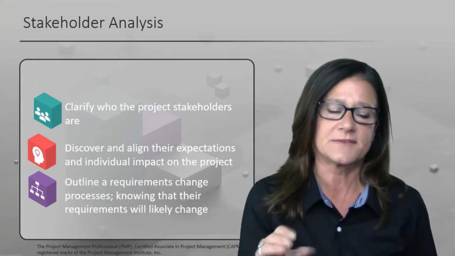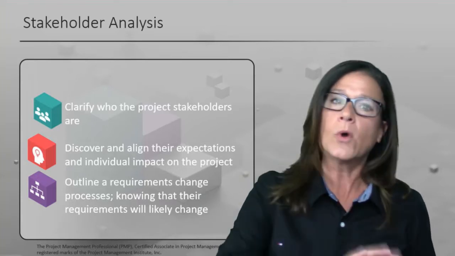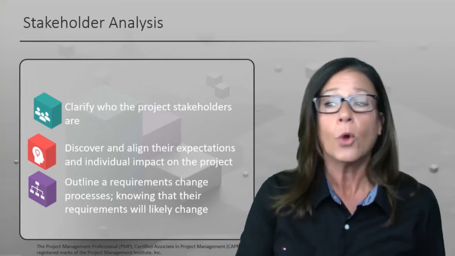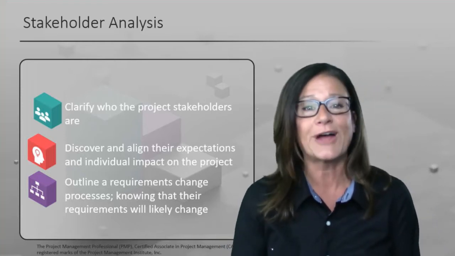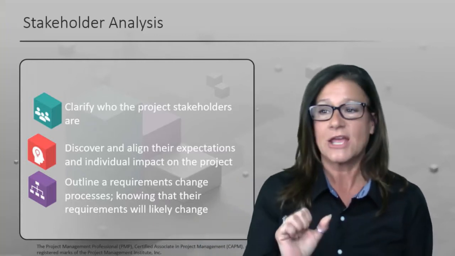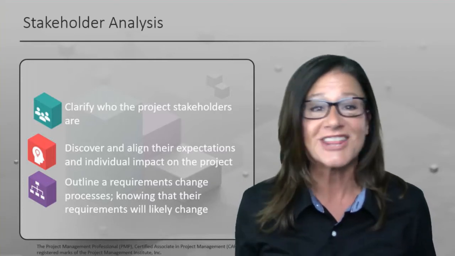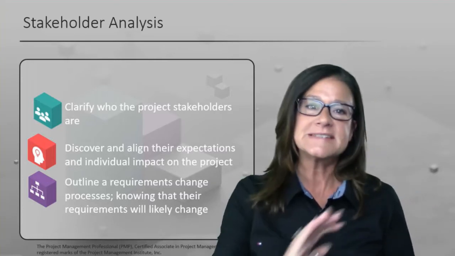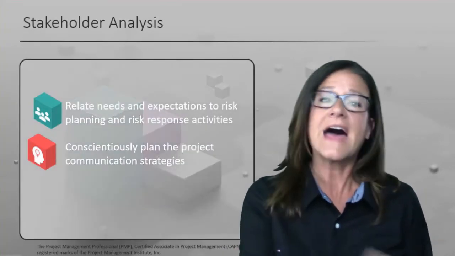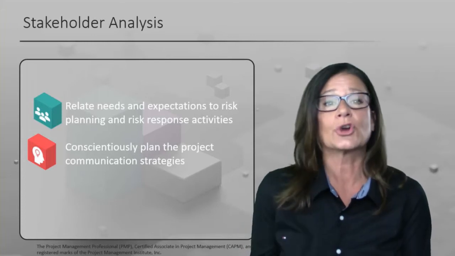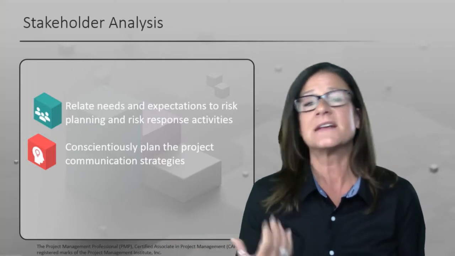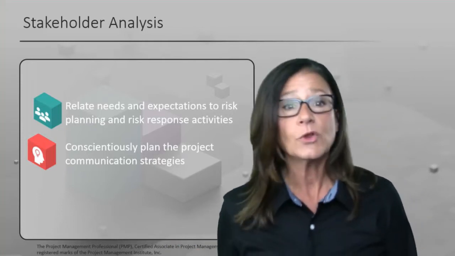Stakeholder analysis is a big piece of this. Let's find out who our stakeholders are, what they want from the project, what they think about our processes, what about their expectations, what are their risk thresholds. We need to clarify who those stakeholders are and outline a requirements change process, knowing that their requirements will probably change. And they always do. We know that. But if we can stay in front of it and really get a good understanding of what their expectations are, that's going to go a very long way to determining the best way to interact with them and your process improvements.